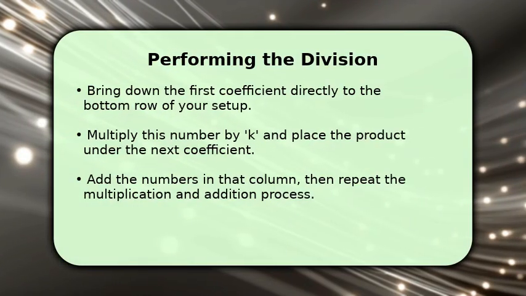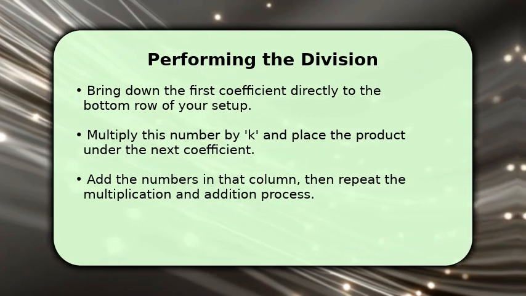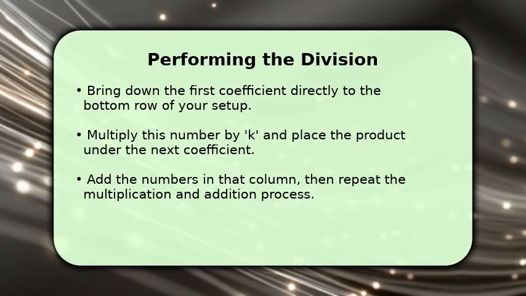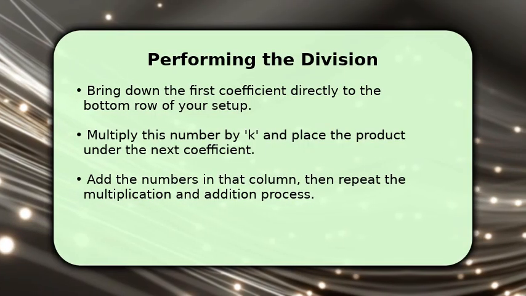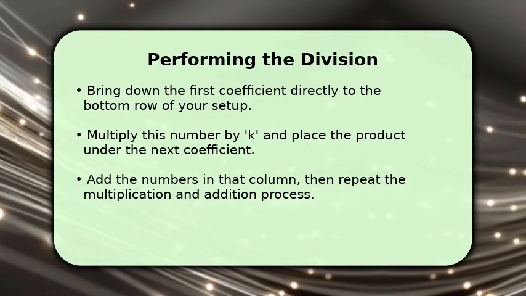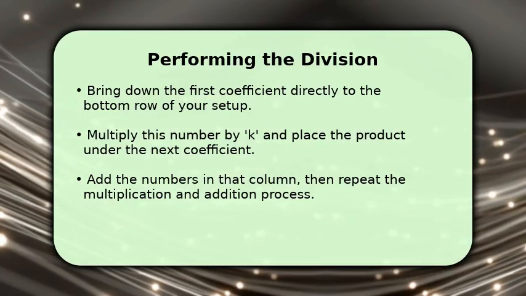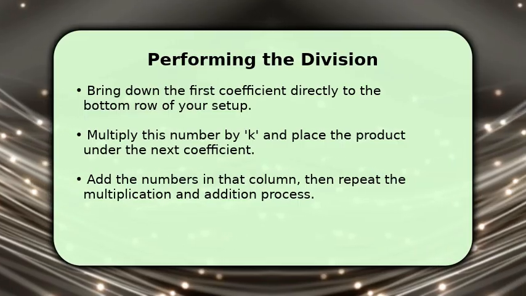Now let's perform the division. Start by bringing down the very first coefficient to the bottom row. This number will be the first coefficient of your quotient. Next, multiply this number by k and write the result under the second coefficient. Add these two numbers together. Continue this pattern. Multiply the new sum by k, place it under the next coefficient, and add.